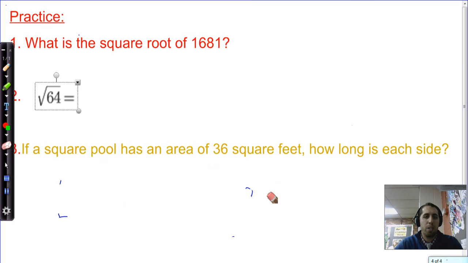What is the square root of 1,681? You're going to have to do quite a bit of guessing and checking and some mental math maybe. The square root of 64 is your second problem. And finally, if a square pool has an area of 36 square feet, that's the area of the pool, how long is each side? And it's a square pool. So do your best, and I'll see you tomorrow.